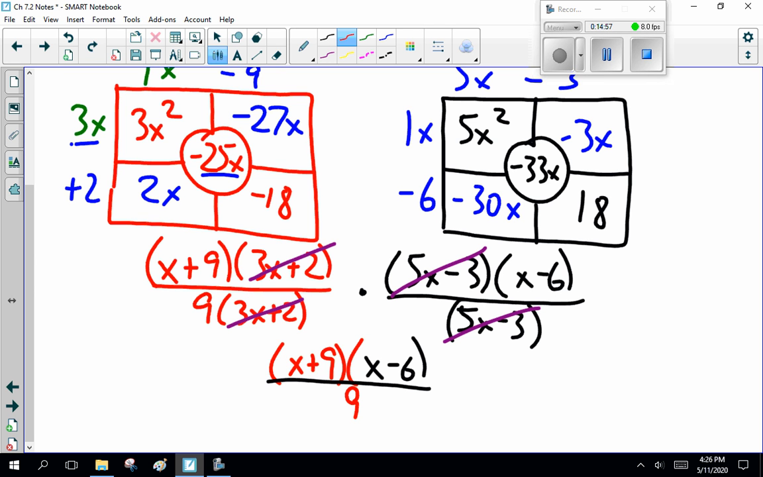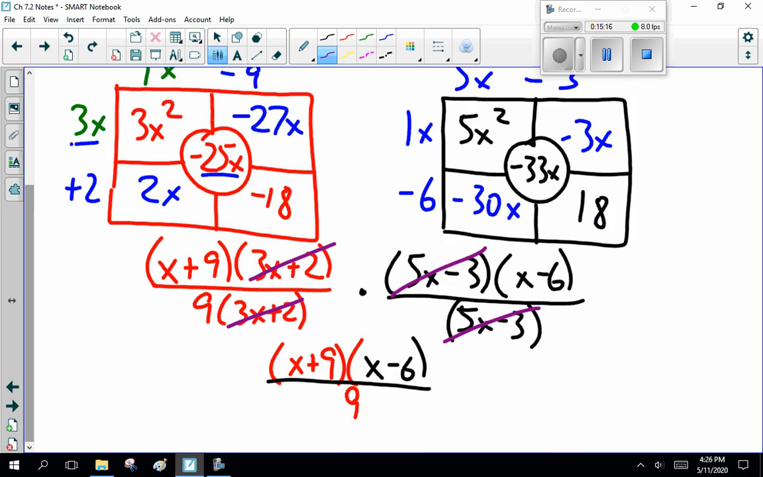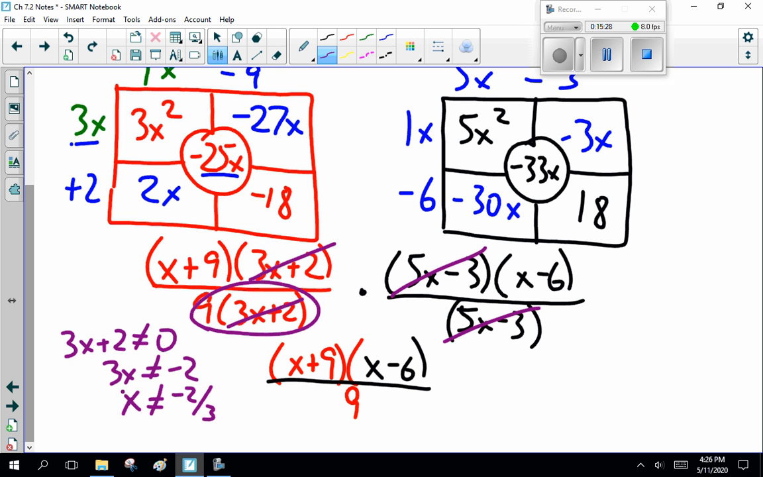X plus 9, sorry, trying to do this in my head. My apologies, getting old. Sorry, I should tell you what I'm trying to do. Never mind. I'm trying to do the non-permissible values. So 27x plus 18 simplifies to 9 times 3x plus 2. So 3x plus 2 cannot equal 0. 3x cannot equal minus 2. X cannot equal minus 2/3. Sorry about that, guys. I should explain what I'm doing. Never mind.